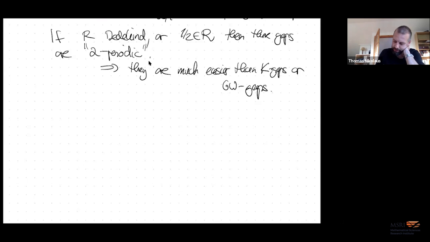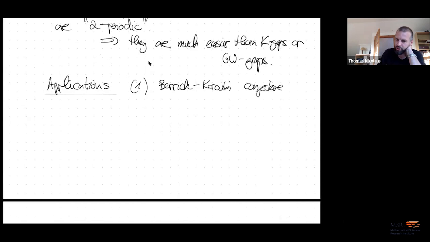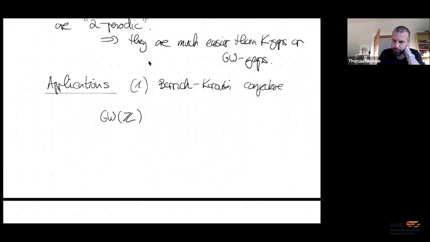And well, if there are no questions, I will go on to talk about some applications of that fiber sequence above. Okay, so the first application is that using this, we can actually settle the conjecture of Berrick and Karoubi. The conjecture says that the Grothendieck-Witt spectrum of the integers has a canonical map to the Grothendieck-Witt spectrum of the integers where you invert 2.